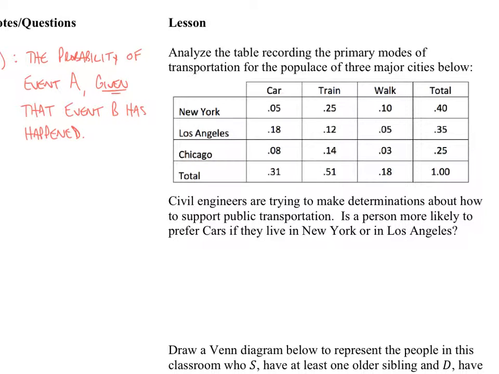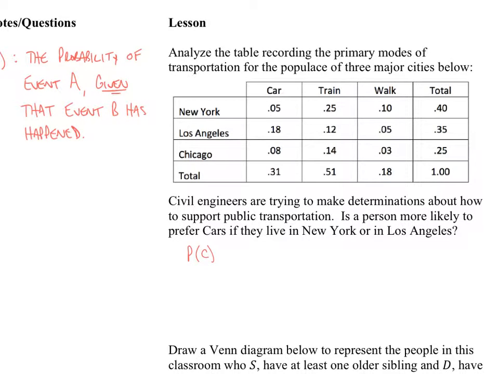So a real-world type situation here might be that these civil engineers are trying to make determinations about how to support public transportation. Is a person more likely to prefer cars if they live in New York or if they live in Los Angeles? So what we're not asking here, and I don't want you to write this down, what we're not asking is what is the probability of someone driving in a car. That's not what we're asking, because that's taking into account every single city, right? I'm not talking about every city.